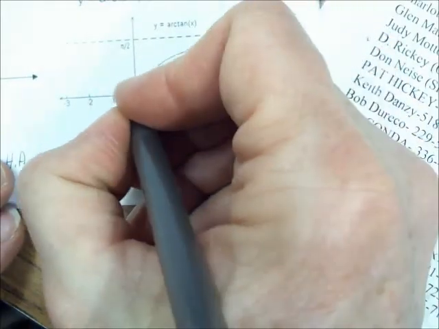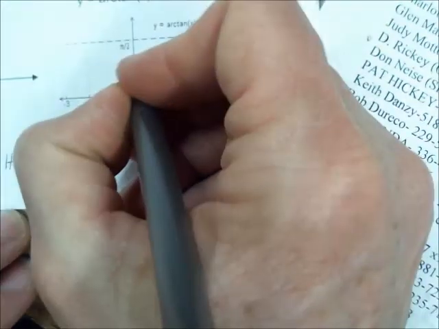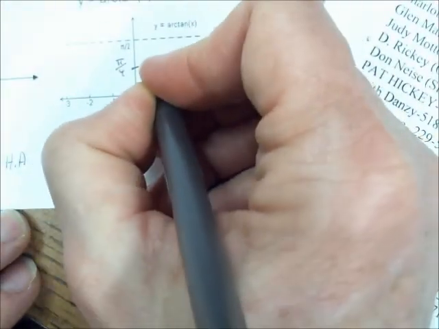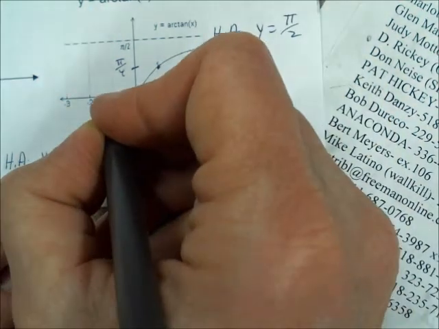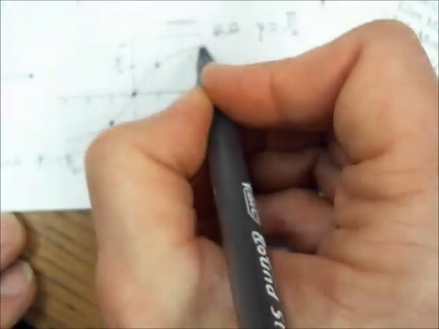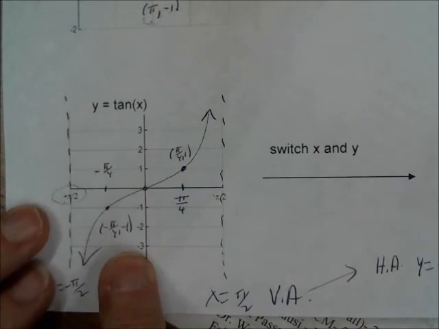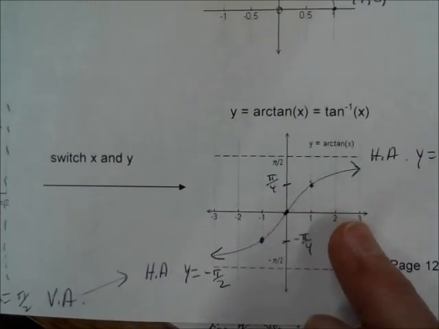And so this point right here is 0, 0. This point right here is pi over 4 comma 1, or 1 comma pi over 4. And this point back here is negative 1, negative pi over 4. So you've got 3 important points. Oh, you should put arrows on the end because this goes to the right and left forever, and these go up and down forever. Tangent graphs versus arctangent graphs.